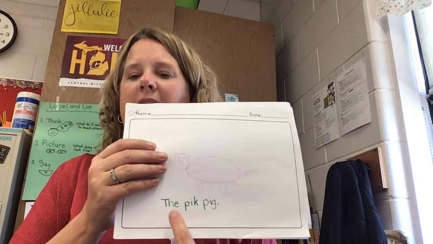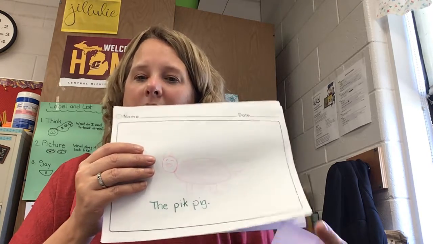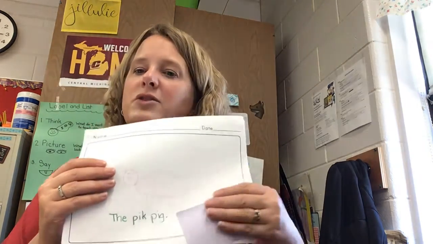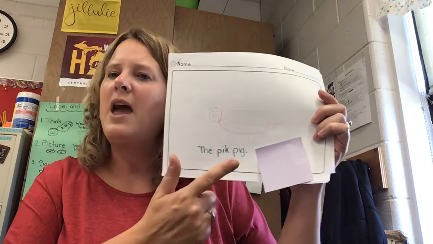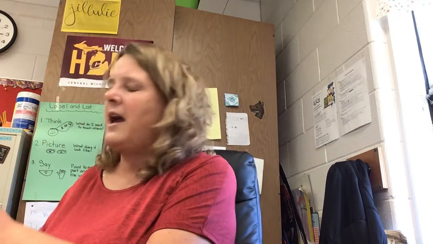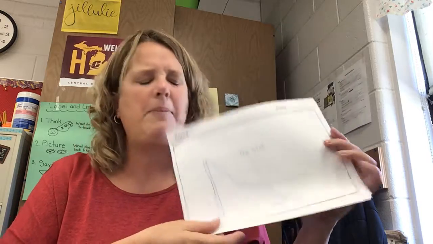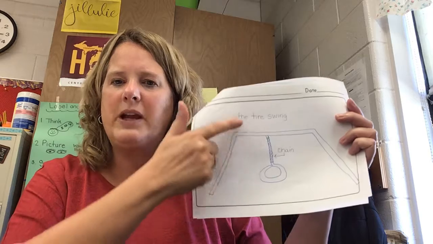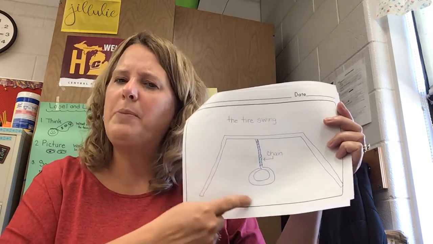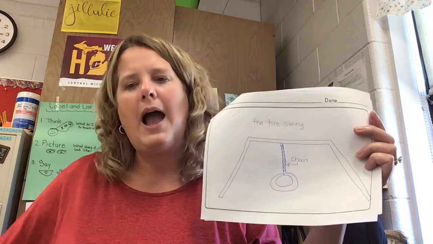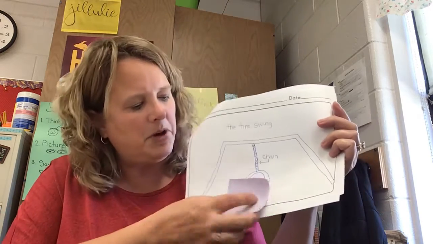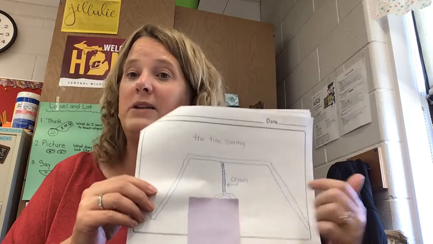So I might want to say the pink pig, oink oink. So I'm going to put a sticky note here to know that's going to tell me, why don't I add some words on that page? I might look at my playground book, the slide. I think that page is good. The tire swing, chain. Oh, I want to tell people this is the tire. So I'm going to take another sticky note and I'm going to put it on this page. That will remind me I need to add more words to this page.